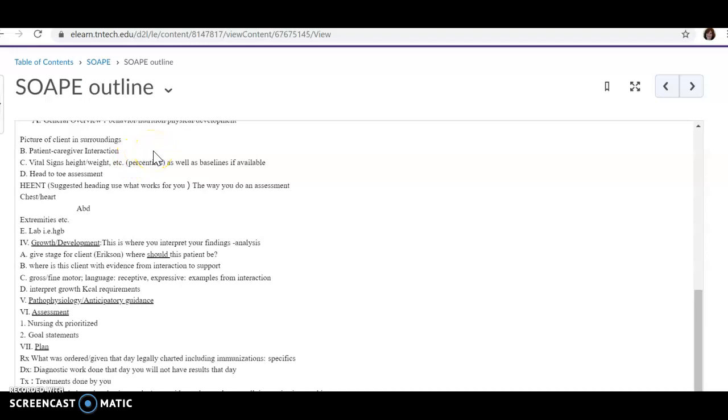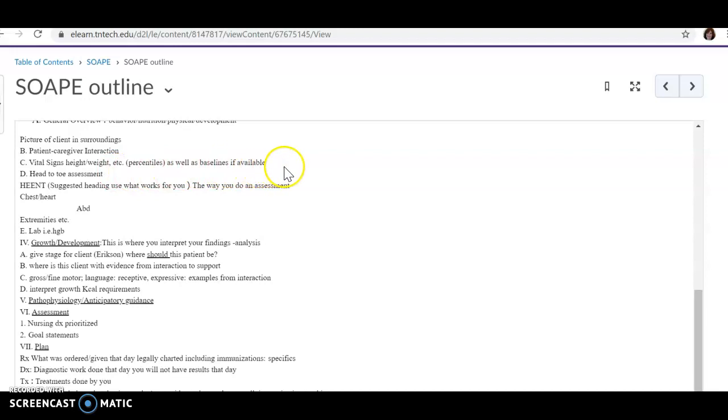Patient-caregiver interaction, that can be the patient and you as the nurse, or the patient and another healthcare professional. It can be the patient and their primary caregiver. Do they speak easy to each other? Do they speak well to each other? Do they make eye contact? Just put what you see here.